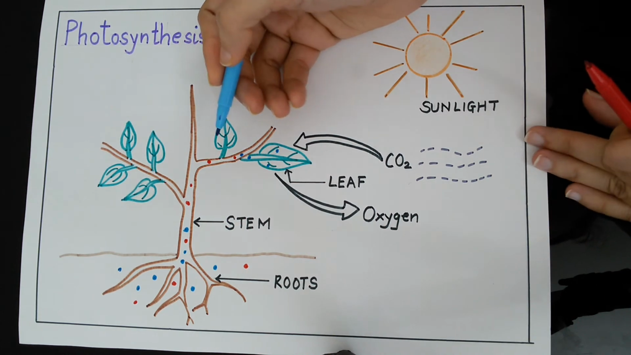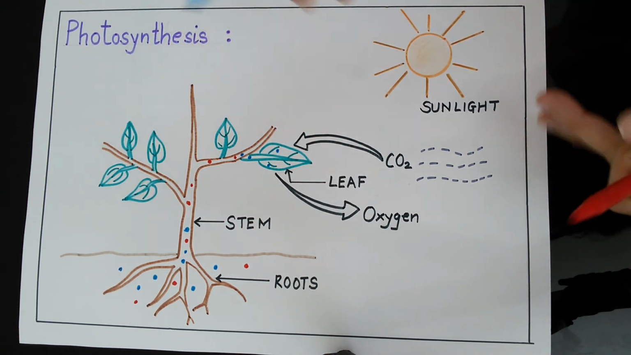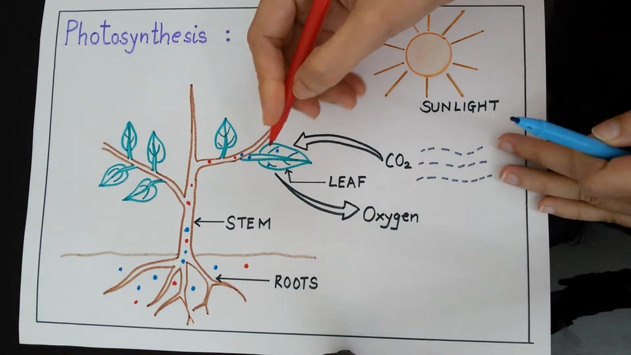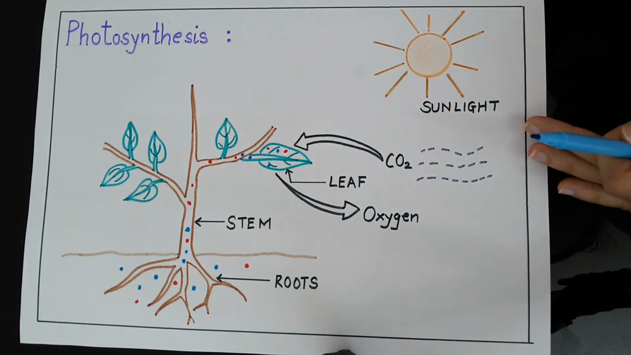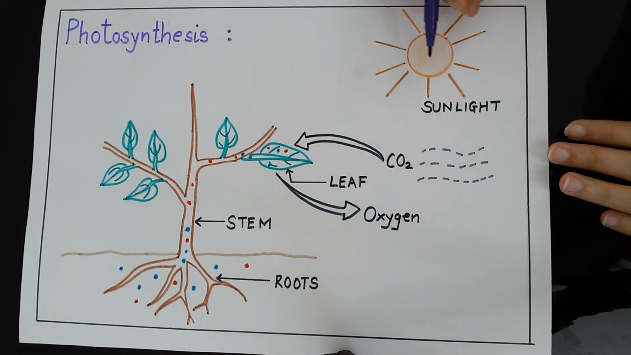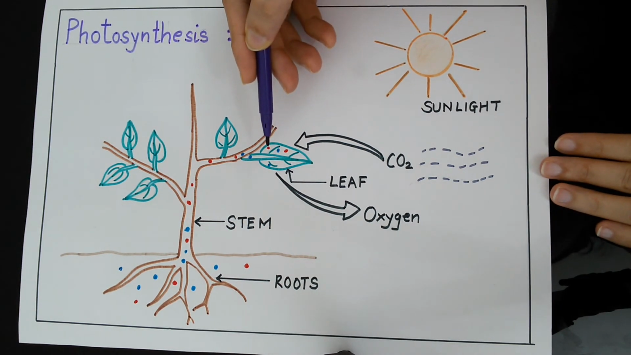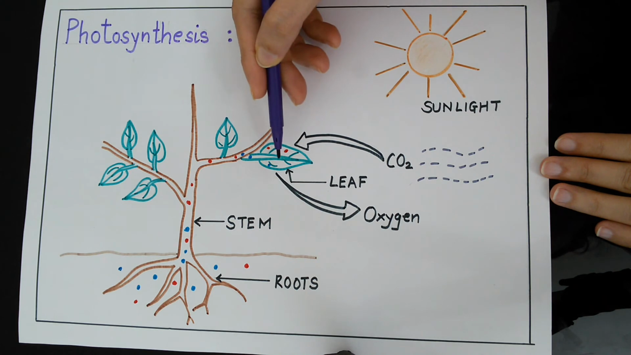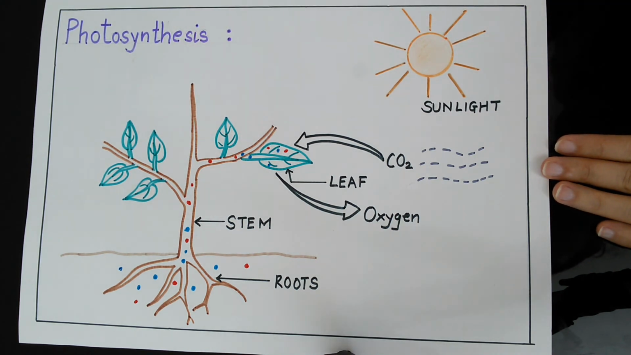We know that in the leaves there are veins present. The midvein and the subveins supply water and nutrients to all parts of the leaf. Energy from sunlight is trapped by chlorophyll which is present in the leaves. We have learned that chlorophyll is a green pigment which is present in the leaves.